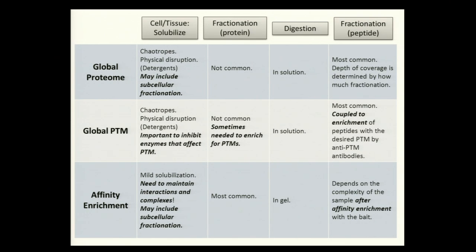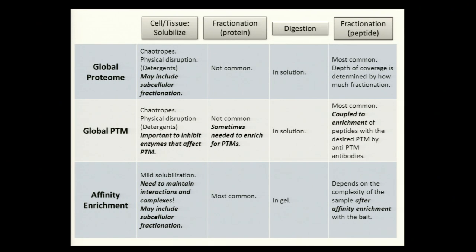Fractionation at the protein level, that is most commonly done when you're doing affinity enrichment because you want to see how enriching your protein mixture by that bait is changing the dynamic range of your sample. It's not equally distributed amongst the molecular weights of your proteins. You can do some fractionation at the protein level in any of these other methods, but it's not as important. Most generally, global proteome and global PTM, the digestion is done in solution, whereas when you're doing affinity enrichment, because you fractionate at the protein level, you will do it in gel.